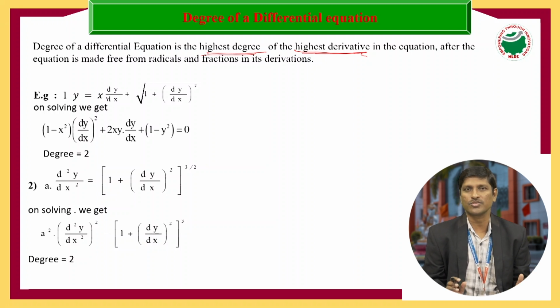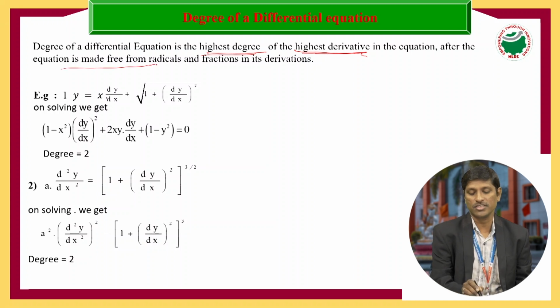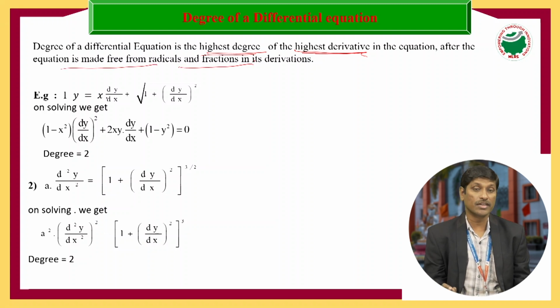Like in a class, all the students are there, but the class leader is at the top. In the same way here, there are many derivatives, but we take the highest power. So power is mandatory here, in the equation after it is made free from radicals and fractions in its derivatives.